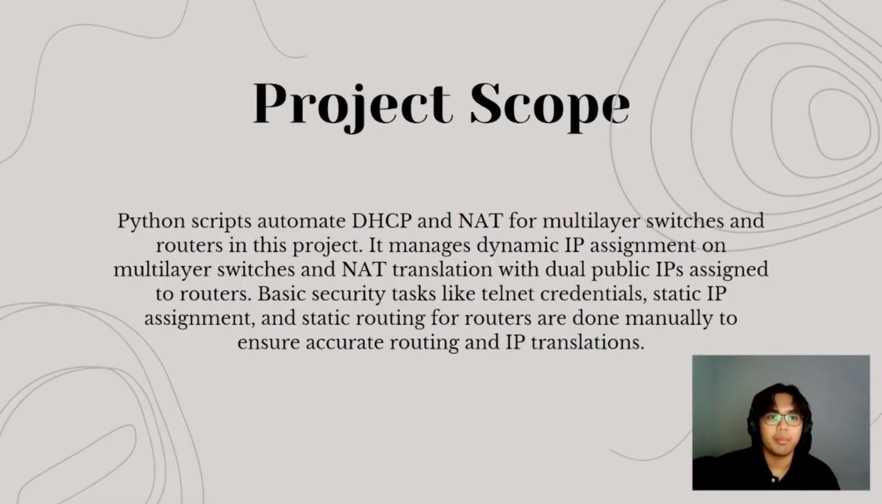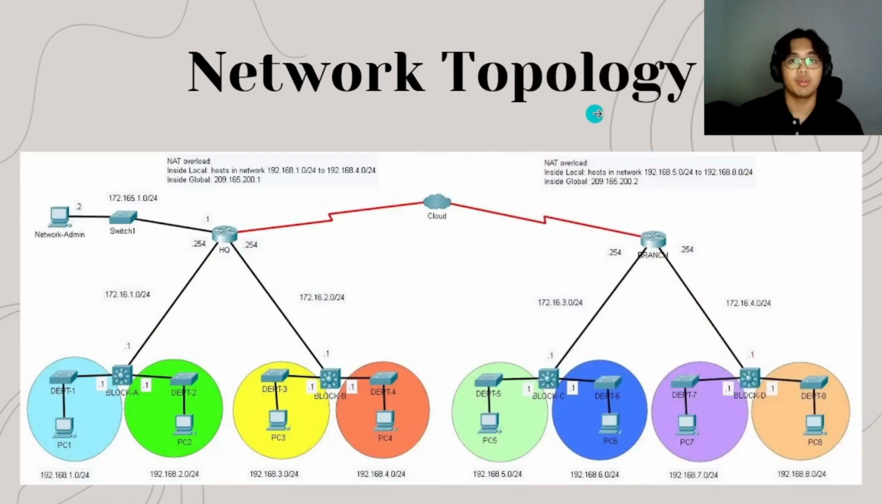Project scope. The Python script automates DHCP and NAT for multi-layer switches and routers in this project. It manages dynamic IP assignment on multi-layer switches and NAT translation with dual public IPs assigned to the routers. Basic security tasks like telnet credentials, static IP assignment, and static routing for routers are done manually to ensure accurate routing and IP translation. Here is our network topology.